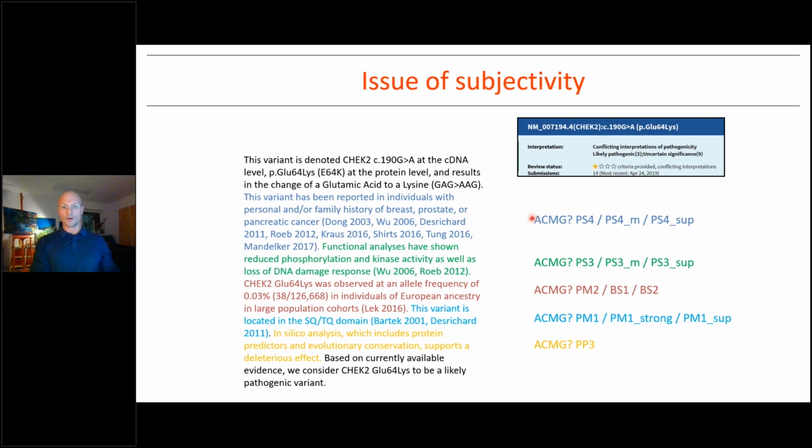But how is it now translated in ACMG? Could we use PS4 here, overrepresented in diseased versus in controls? Should we reduce the strength to moderate or supporting? That's for you to say. In green, it deals with the functional analysis. They have shown that indeed this variant leads to reduced phosphorylation and kinase activity, as well as loss of DNA damage response, with two papers. So is this strong evidence? Is this a well-established functional assay or not? Should we reduce it to moderate or supporting?